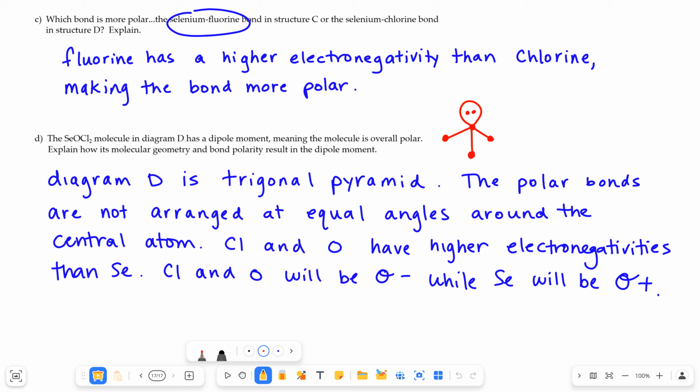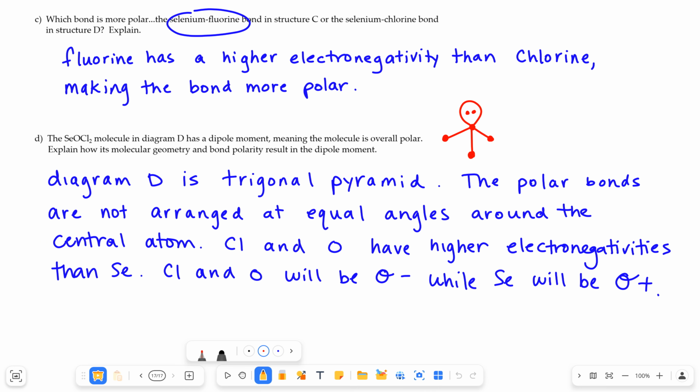Finally, the selenium-oxygen-chlorine molecule in diagram D has a dipole moment. That's just a fancy way of saying that it's an overall polar molecule, meaning there will be regions of positive and negative charge. Dipole, 2 regions of charge. They want us to explain how its molecular geometry and bond polarity result in the dipole moment. And so we've got to address both molecular geometry and bond polarity. So maybe first the geometry.